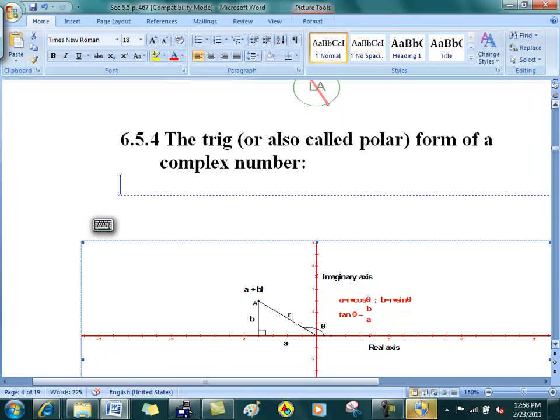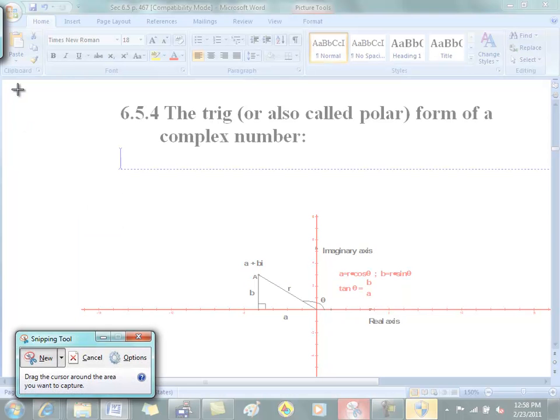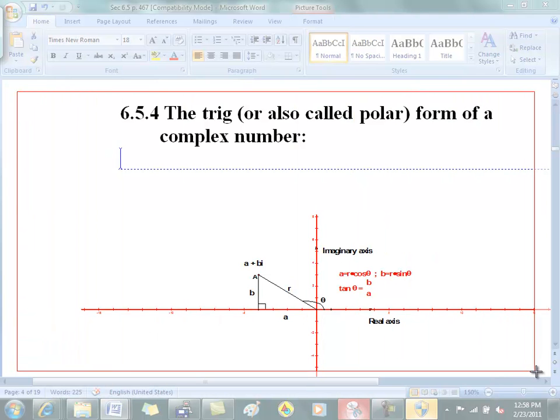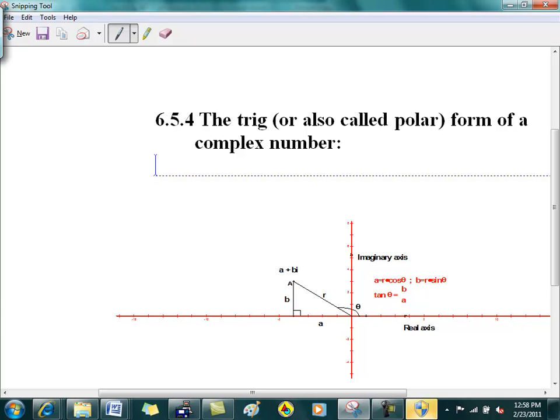Alright, so we are doing a new form of a complex number that's called a trig form or a polar form. Okay? Trig or polar form. And the process of getting this polar form is a little involved. It's not too hard. You obviously have to know your friends.